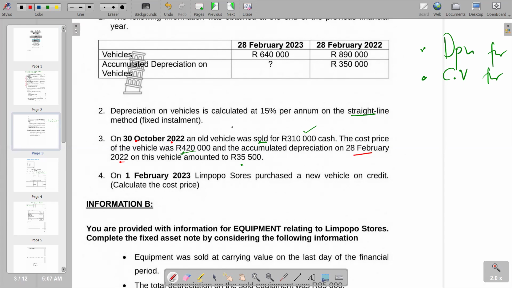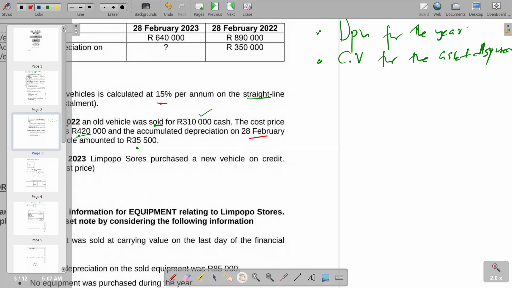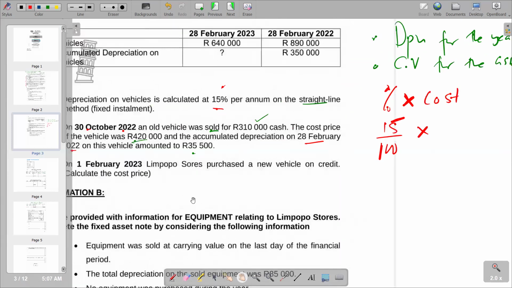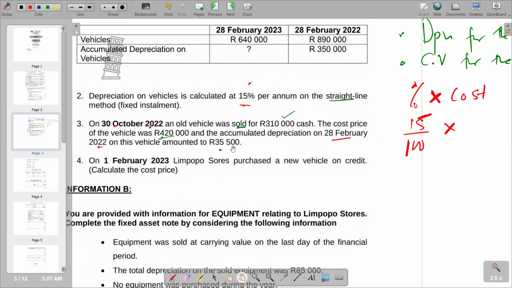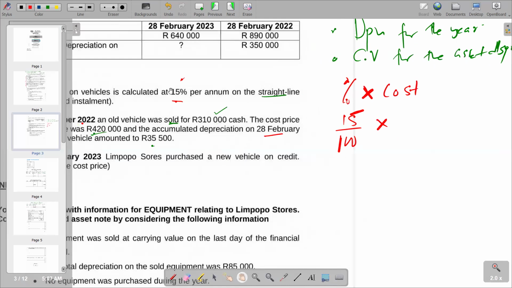So we go back to the method of calculating depreciation, which is the straight line method. So basically, the formula for straight line method is we say percentage times cost. The percentage we're given here is 15%, which is 15 over 100. And then we multiply by the cost. We're given the cost as 420,000. So we multiply by 420,000.